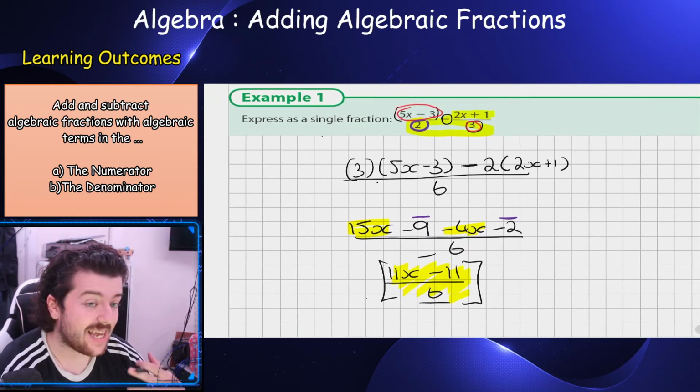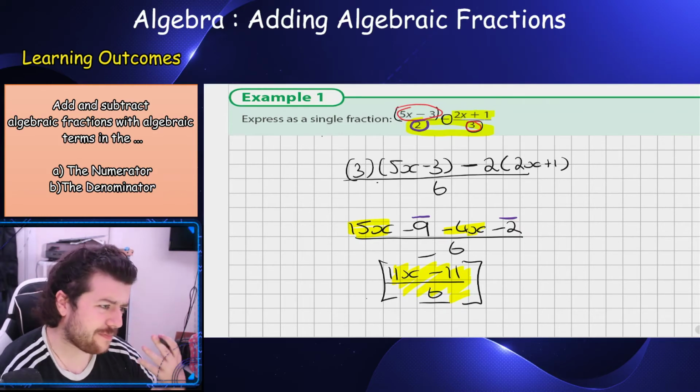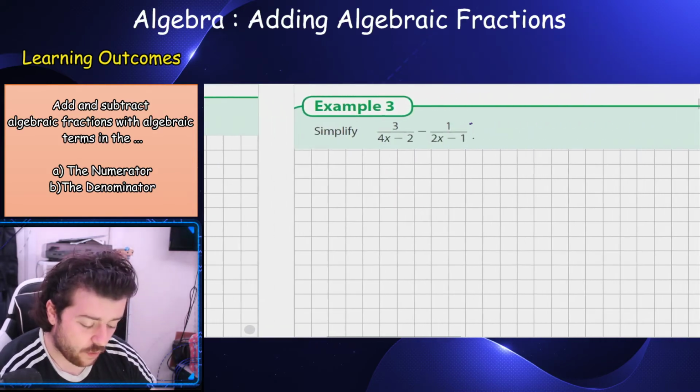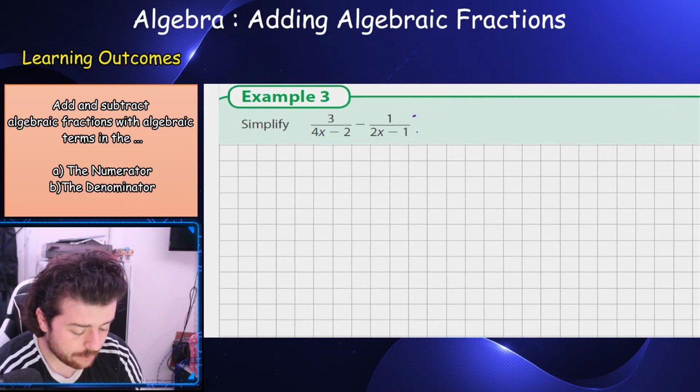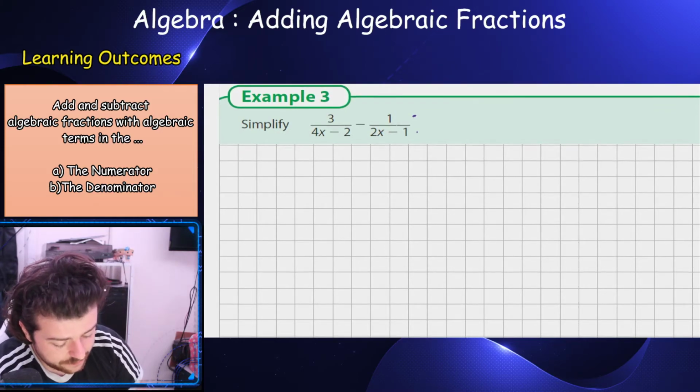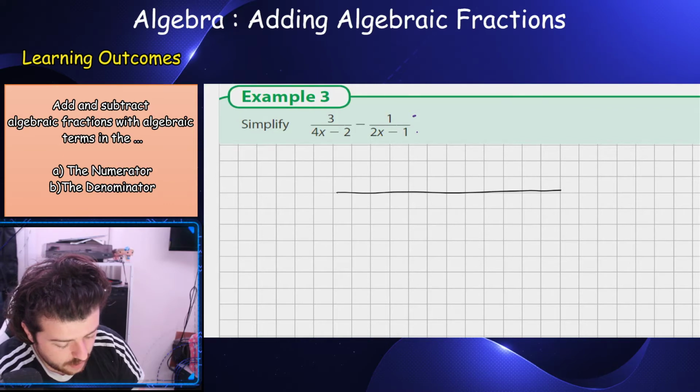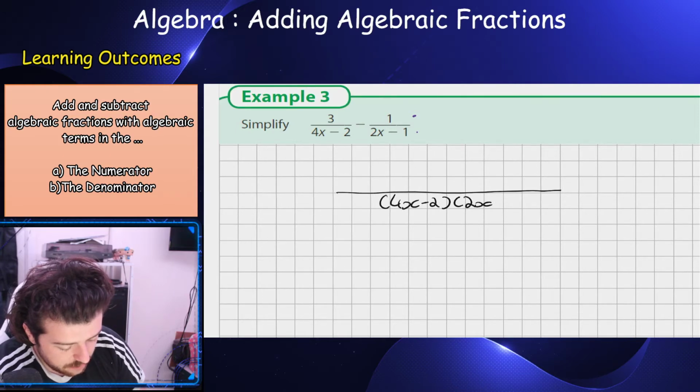And the process is exactly similar for this example here. So this example here, so first step, my numerator now is going to be 4x minus 2 times 2x minus 1.